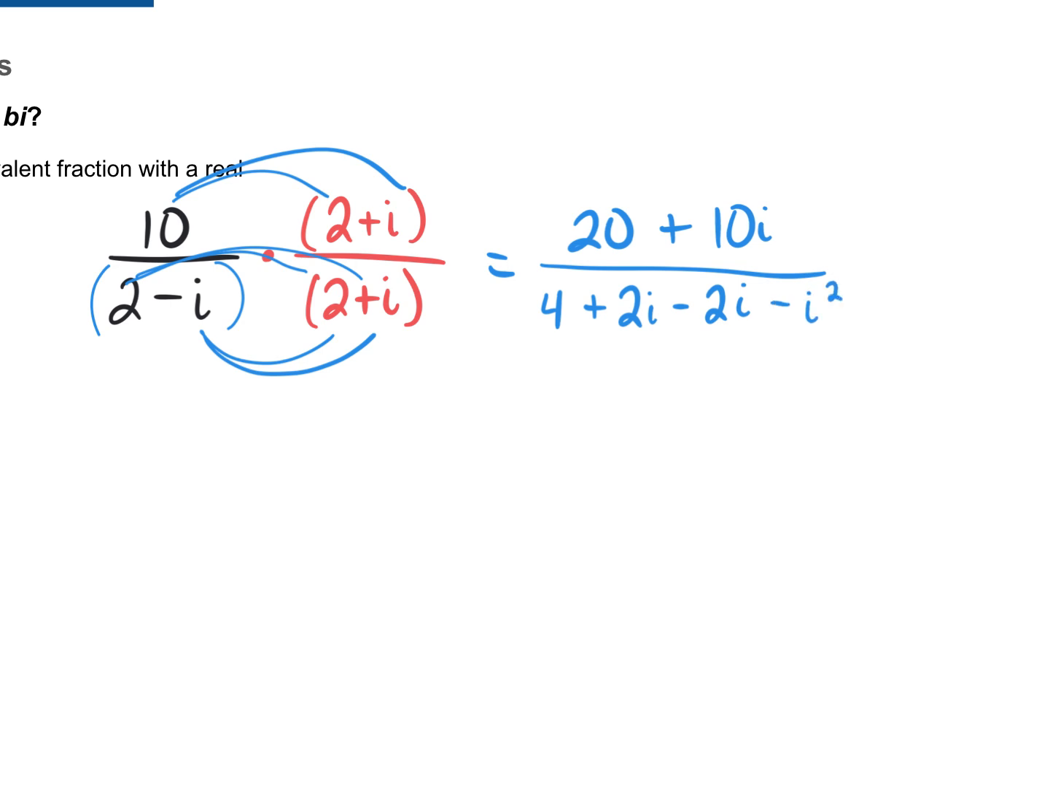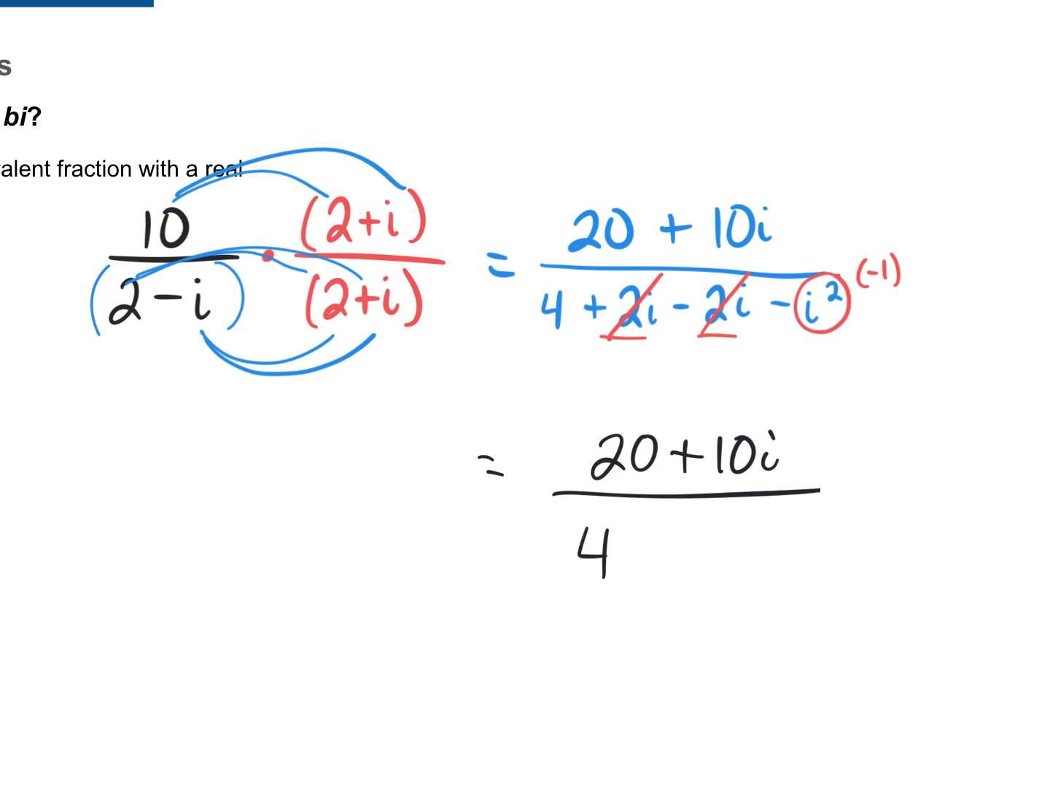Negative i squared. What do I want you to circle and understand right away? Just the i squared part. What does i squared equal? Negative 1. When I rewrite this, can I do anything with the top? Nope, top stays the same, 20 plus 10i. What happens to these i's in the middle? They cancel. Remember, that should happen every time. If it didn't happen, you did something wrong in your multiplying. So now what I have left is 4. What's negative 1 times negative 1?